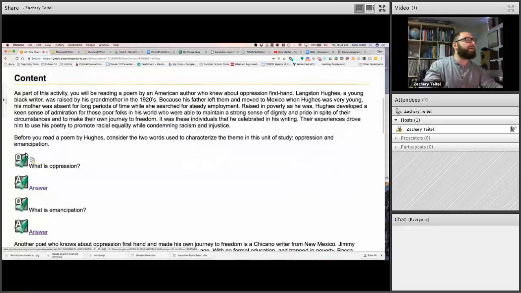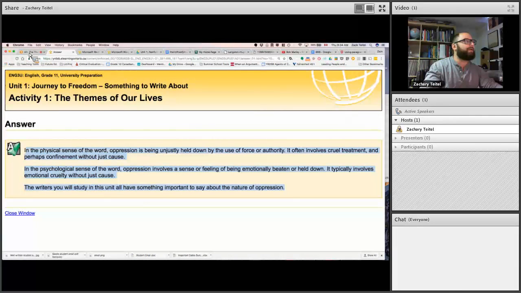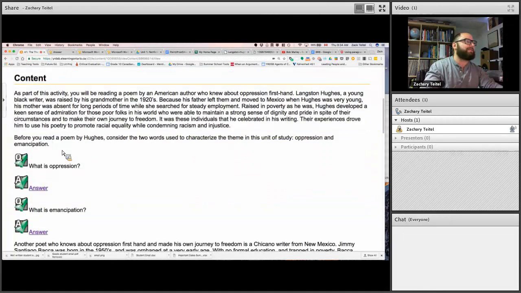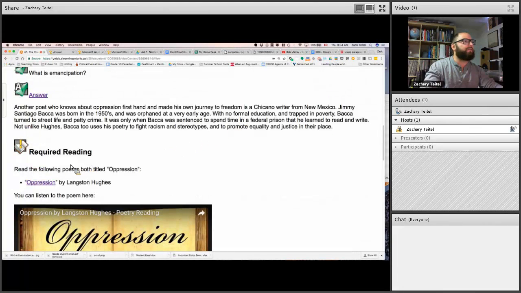So when it gives us this answer to what is oppression, look at this. I already asked you the question, can oppression occur in more than one way and on more than one level? And here we're getting an answer that indicates that, right? So you're really going to find some useful guidance in going through this lesson material, this content, as it's called within the Desire to Learn environment. You're also going to get some background here on the poets themselves.